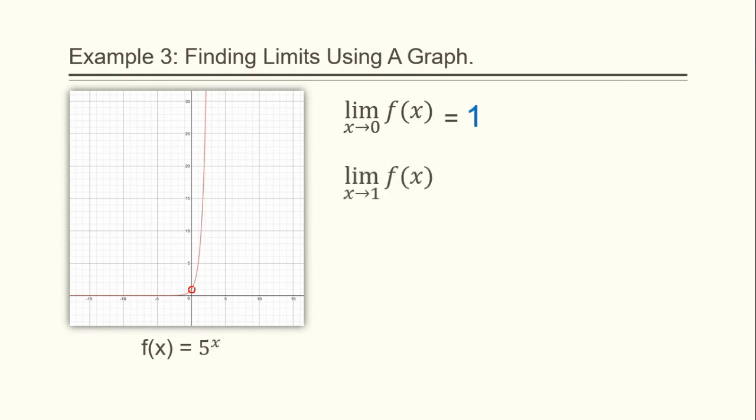Next, suppose we have to find the limit of the function as x approaches 1. Again, we have to follow our function until it gets to 1. And it looks like we're coming up to this area. So our limit must be 5. Next, we have to find the limit of the function as x approaches 2. So 2, we have to follow our function.